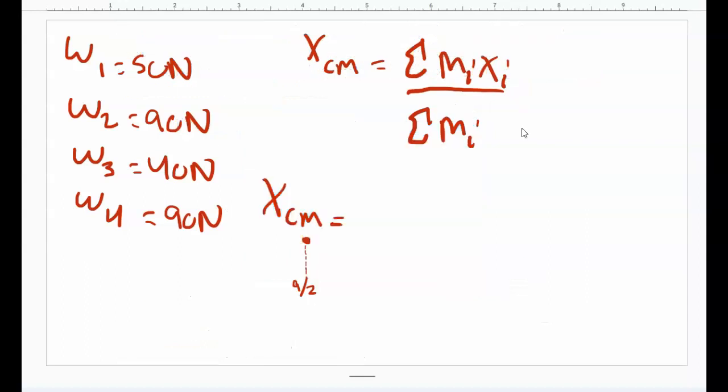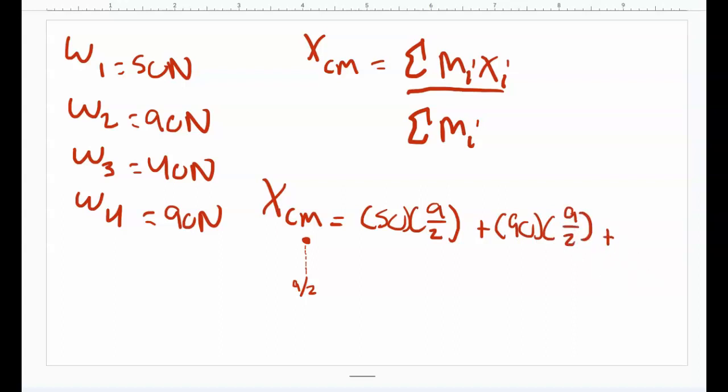I'm going to go back to the slide right here. The first thing I'm going to do is plug into the top. I have mi times xi, so I'm going to start with the top left plate. That's going to be 50 times A divided by 2. 50, again, is not actually my mass, but it's proportional to the mass, so it still works. And then xi is how far from the origin in the x direction that object is, which in this case is A divided by 2. Then I'm going to do plus 90 times A divided by 2.